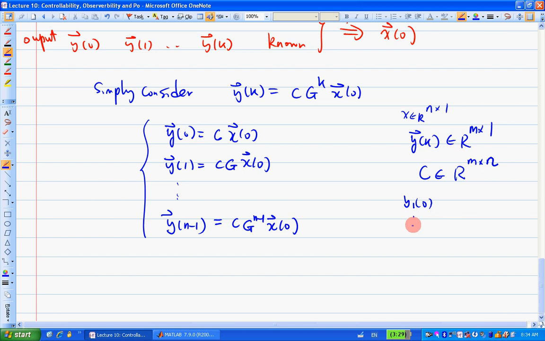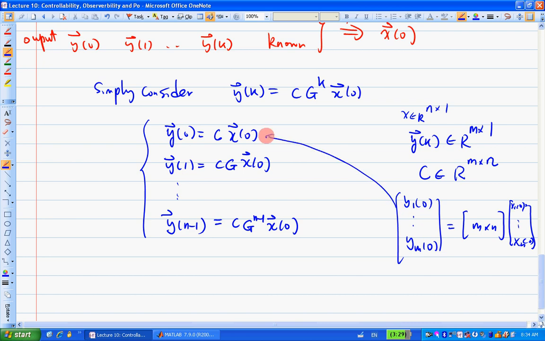So if I look at each one of them, it's like this: y1 of 0 up to ym of 0 equals an m by n matrix multiplied by an n by 1 vector, and this is the initial state x of 0. That's just for one of them. How many equations do we have just for one of them? If we expand it out, how many?